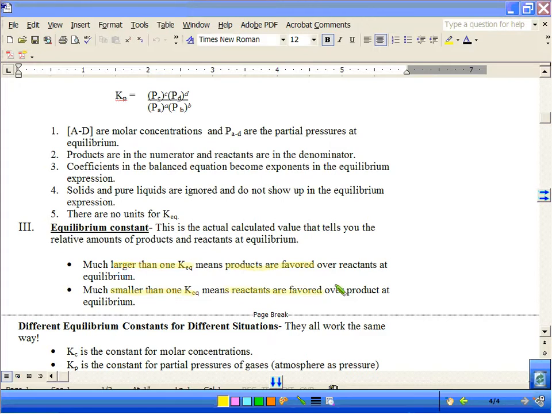Favored means that when they get to the point where they're at equilibrium, making equal amounts, not equal amounts, I'm sorry, when it's going at equal rates, there's actually going to be more product or more reactant in the solution there.